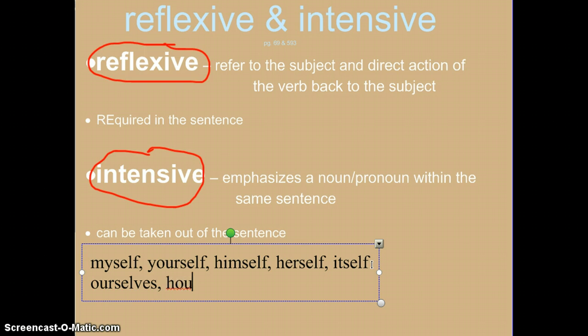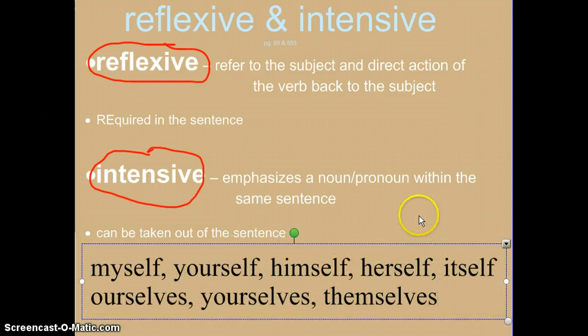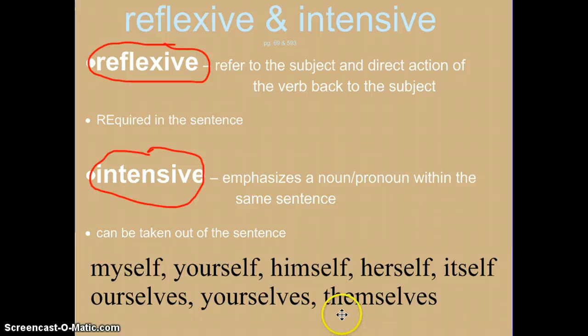So yourselves plural versus yourself singular, and themselves plural. And the confusion I've often seen with themselves is that I see people writing their selves, and there is no word their selves. So the reflexive intensive form is themselves. And again, these bottom three, if you're talking about a plural, then the second part of that has to be plural as well.